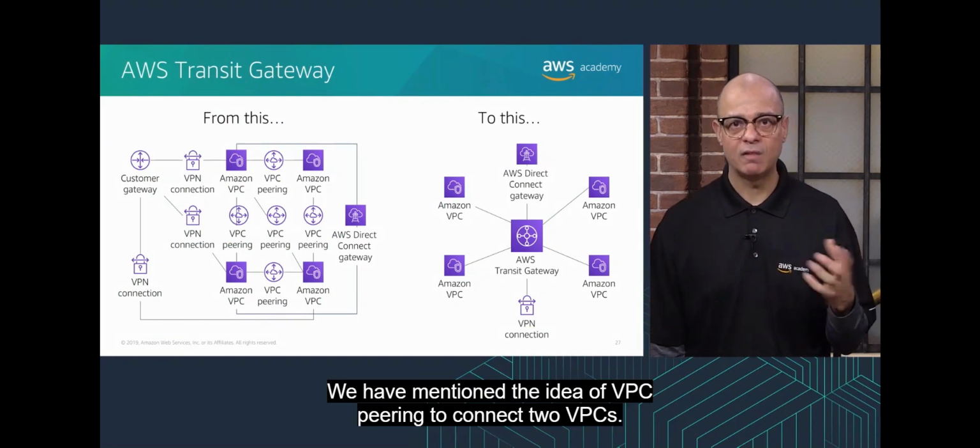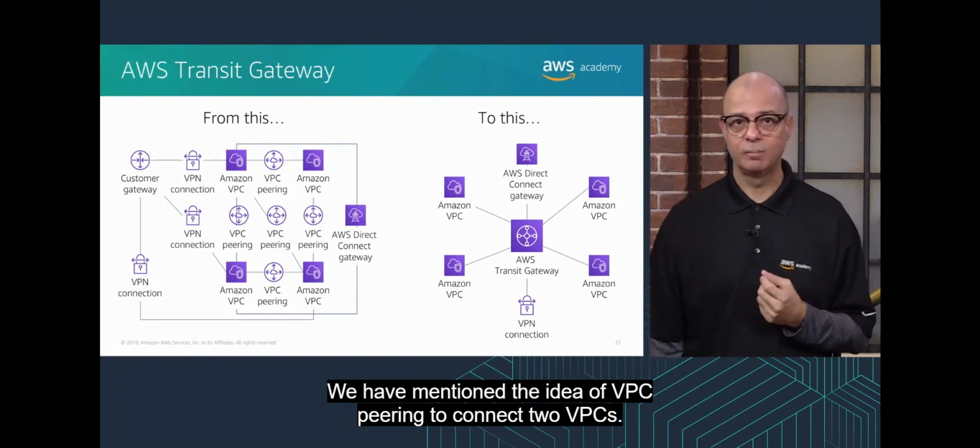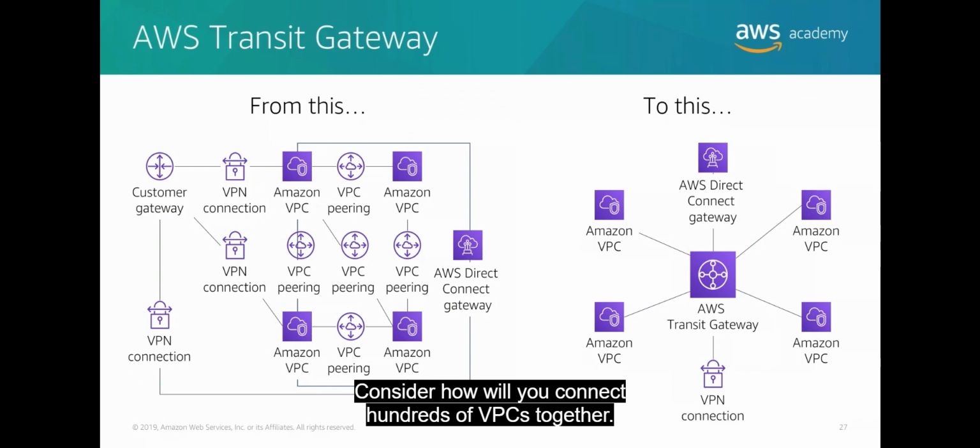We have mentioned the idea of VPC peering to connect VPCs. Consider how you will connect hundreds of VPCs together. Each VPC pair will require a dedicated VPC peering connection. The complexity of connectivity can become a heavy burden.